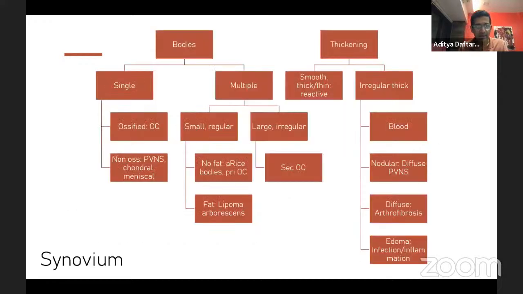Now, lastly, before we go to questions and everything else, I want to talk a little bit about synovium, because on the chat, there were questions about showing cases about PVNS and other things.